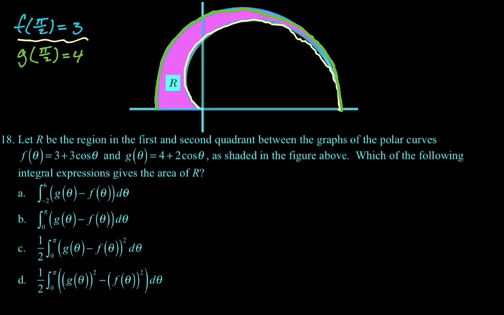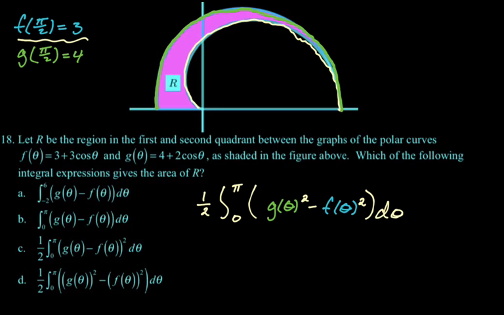So now I know that f is the inner one, and g is the outer one. So I want to do 1/2 the integral from start to stop, which is 0 to pi, because we're just given the region, of the bigger one squared, so g squared, minus the smaller one squared. So we're doing the big area minus the little area. Polar area, remember, is 1/2 the integral of r squared d theta. There's two things you can forget there. You can forget the 1/2 and you can forget to square r. Don't forget either of those. But this will be our answer.